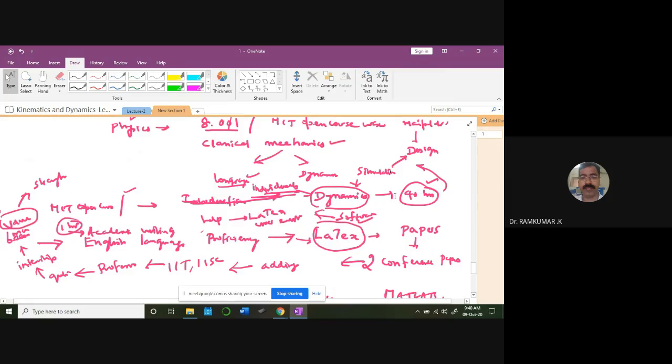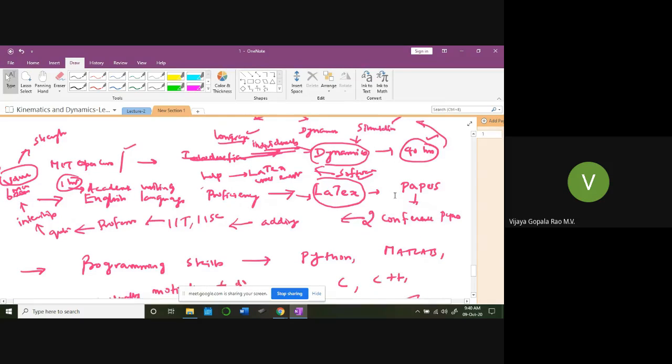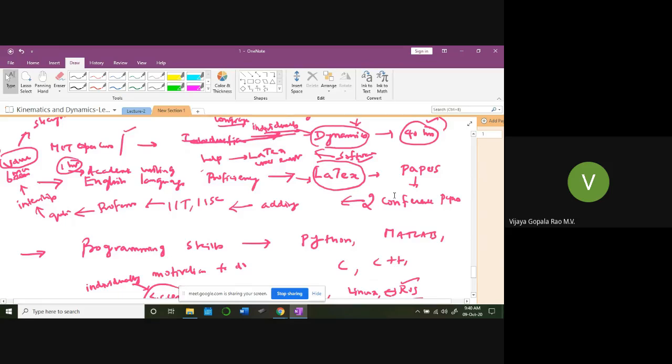We also need to be good in our English, and particularly if we learn software called LaTeX, we would be able to write good papers which will showcase our project work, and we can present them in IIT conferences. So keep watching for conferences.